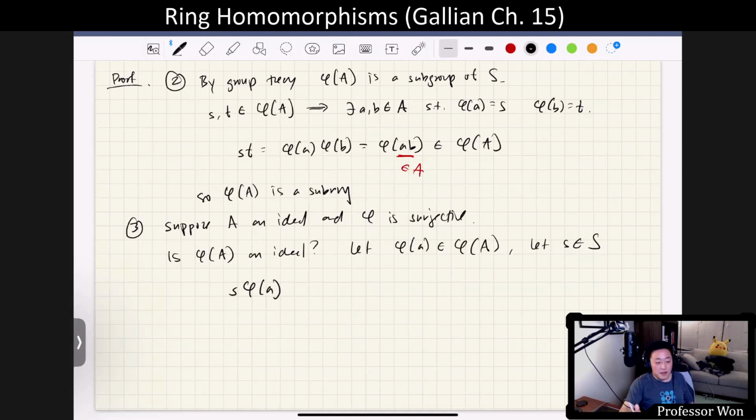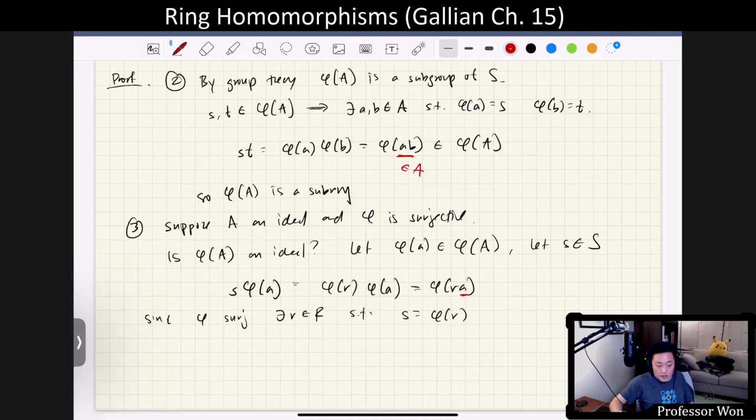Okay, and I'd like to use the ideal property of A, but that ideal property is in R. So somehow I'd like to go back to R. But in general, I can't, right? Because little s might not be in the image of phi. But since phi is surjective, s is the image of something, right? So since phi is surjective, there does exist an r in R such that s is equal to phi of r. So this s times phi of a is actually phi of r times phi of a, which is phi of ra because phi is a ring homomorphism. And now a is in A, which is an ideal, therefore ra is in A. And so this actually is in phi of A. And similarly on the right. Okay, so assuming that A is an ideal and phi is surjective, phi of A is an ideal.